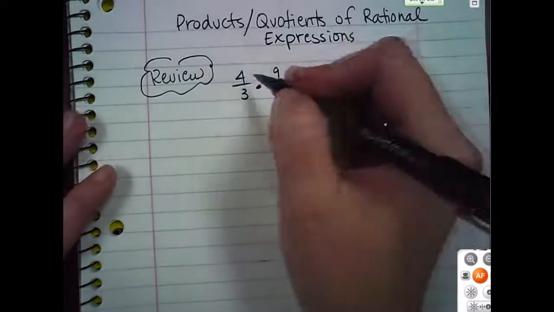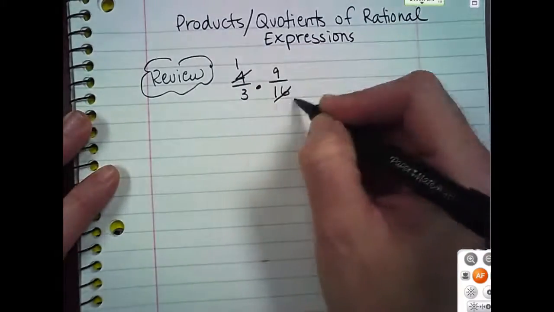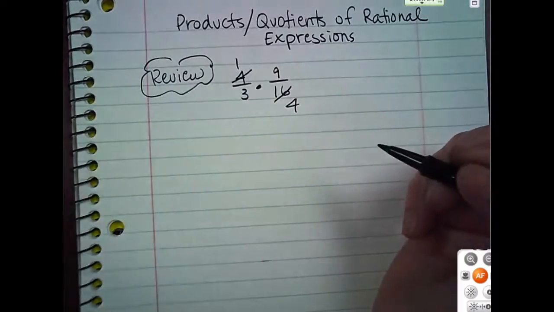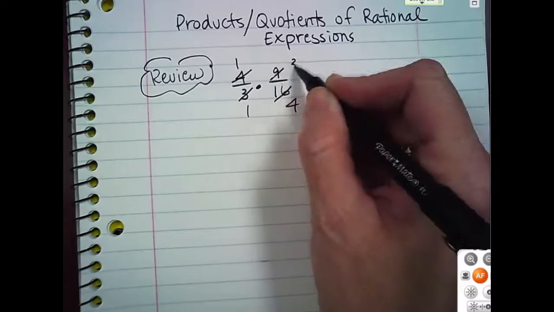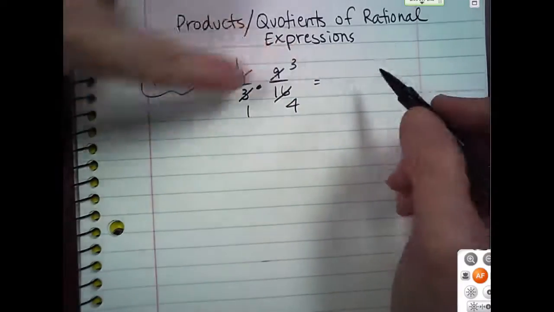So for example, you could say this is a 1 and this is a 4, correct? And then you can say this is a 1 and a 3. So you end up multiplying straight across, 3 over 4, right?